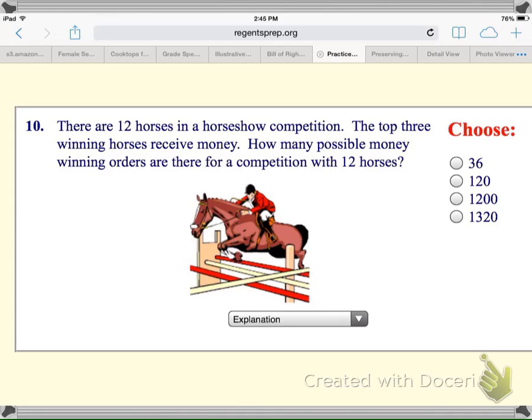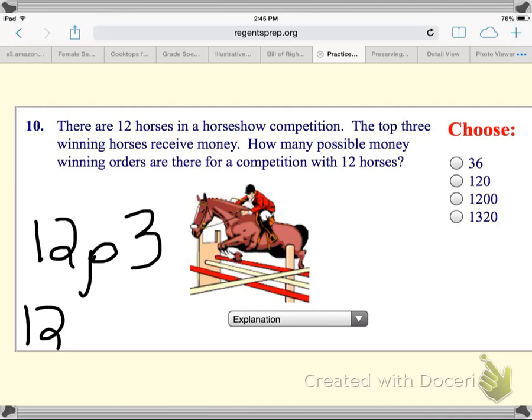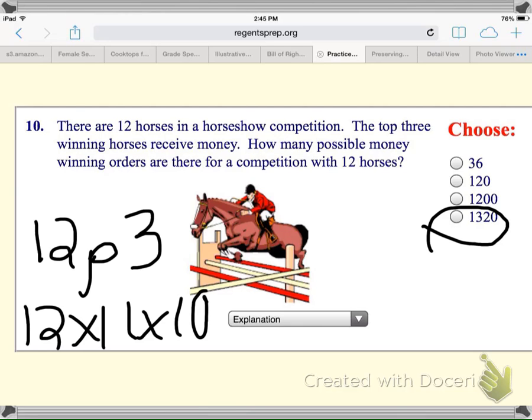So hopefully you saw that as 12P3, and I think I wrote that incorrectly. It should have been a big P with a little 12 and a little 3. That's okay, you're allowed to make mistakes when you have strep throat. And so I'm doing 12 times 11 times 10, and if you did that, 12 times 11 is 132 times 10 is 1,320.